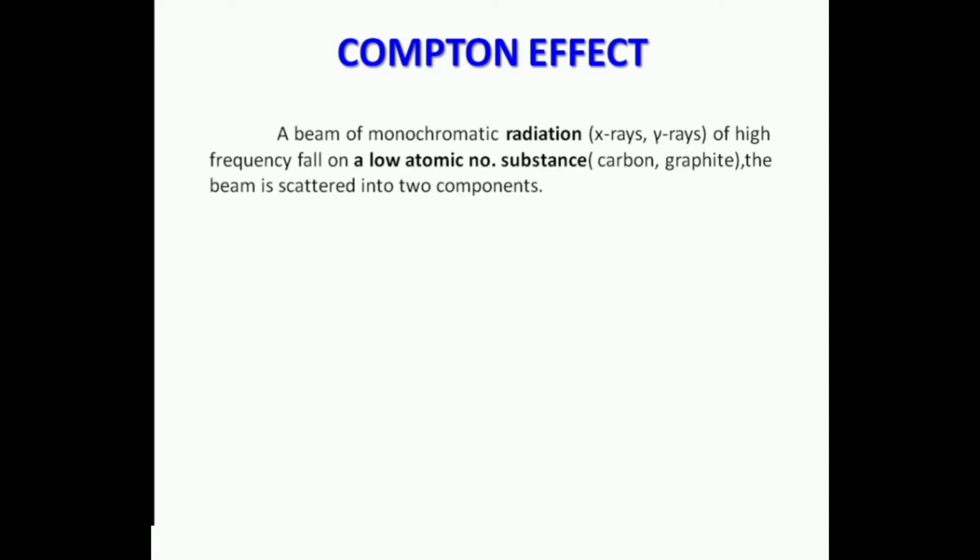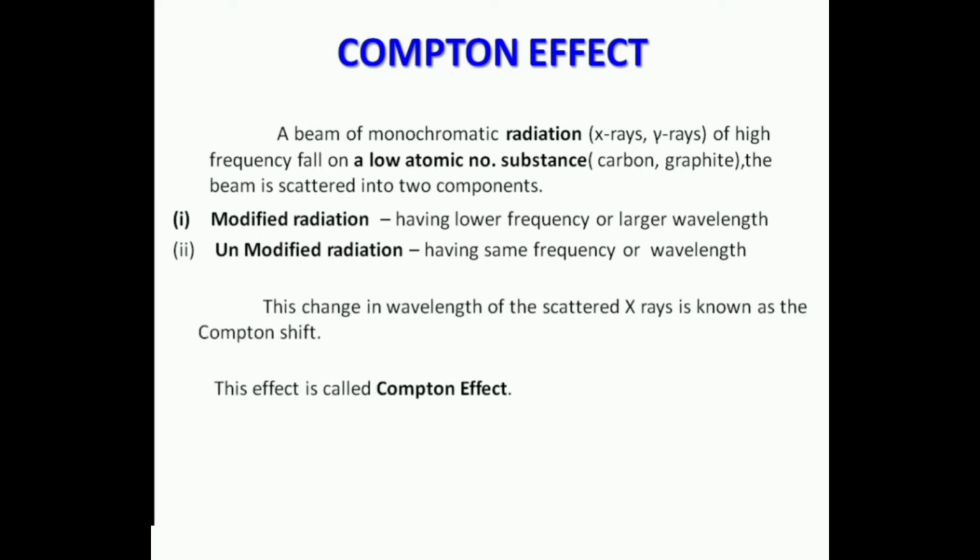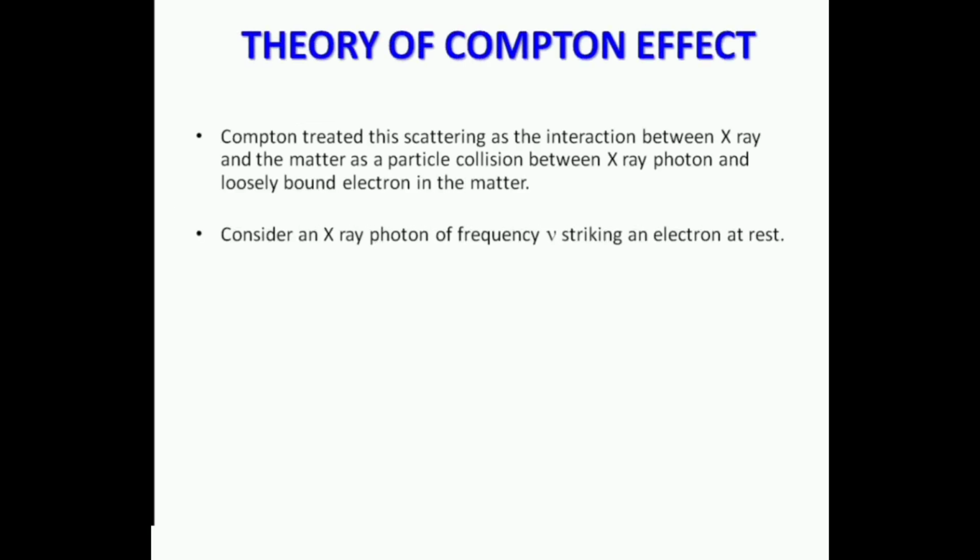A beam of monochromatic radiation, maybe gamma rays, X-rays, or high frequency radiation, falls on a low atomic number substance, maybe carbon, graphite, or any other low atomic number substance. The beam is scattered into two components: modified radiation having lower frequency or larger wavelength, and unmodified radiation having the same frequency or wavelength. This change in wavelength of scattered X-rays is known as the Compton shift, and this effect is known as the Compton effect. Let's discuss the theory of the Compton effect.